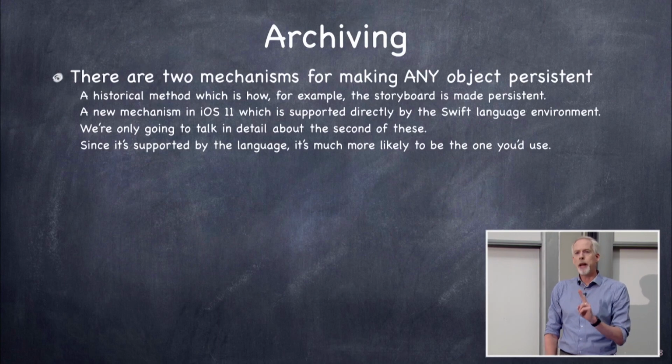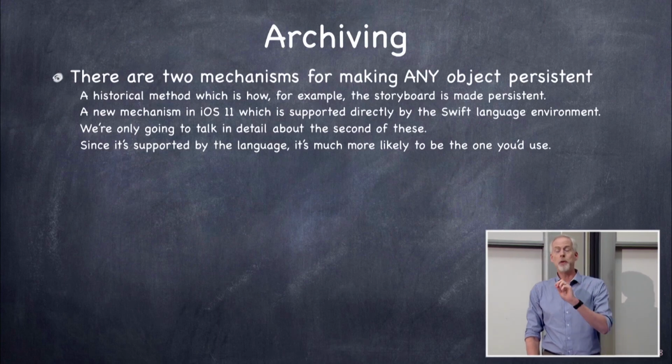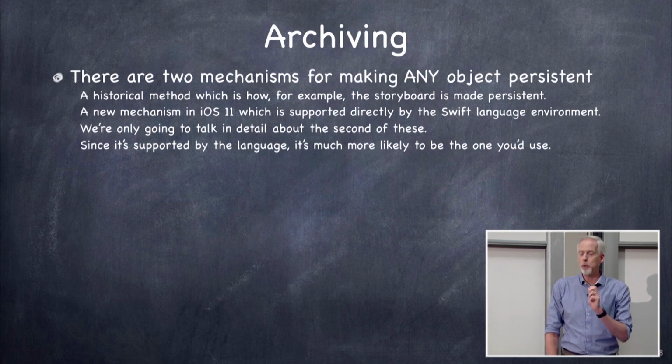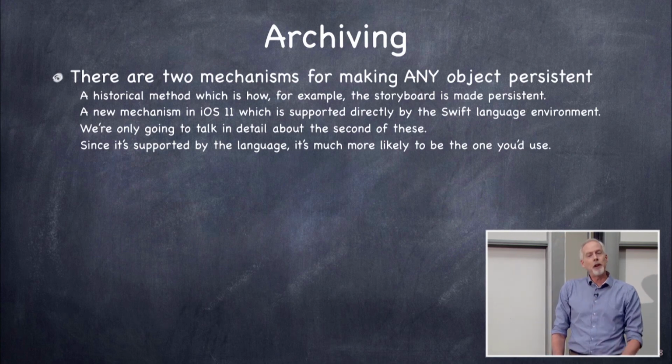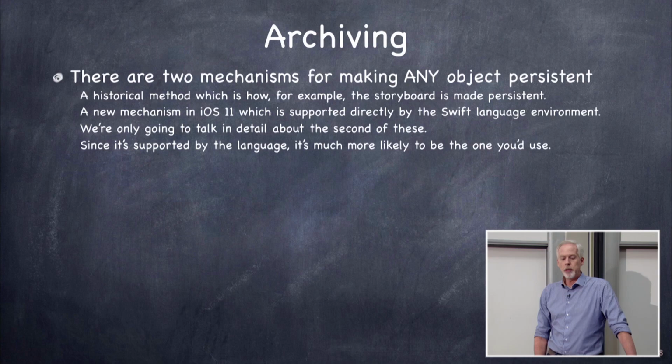Now, there's two mechanisms for archiving, an old way and a new for iOS 11 way. And of course, I'm going to talk in detail about the new for iOS 11 way because the old way obviously wasn't good enough. They came up with a new one in iOS 11. But they're very, very similar in some ways. It's just that the new way is a lot more automatic and a lot less code to write. Okay? So let's talk about these two ways.